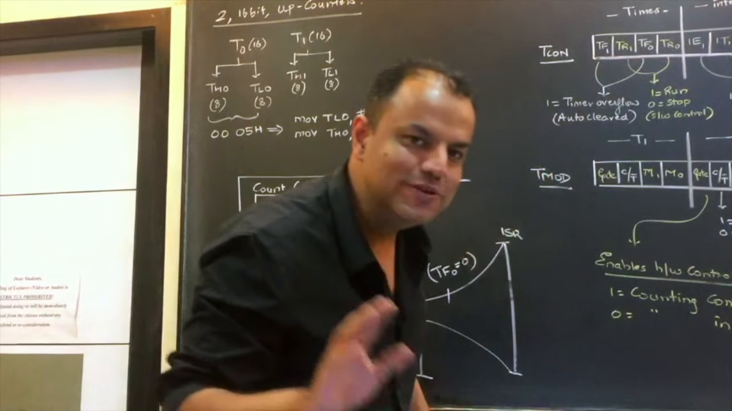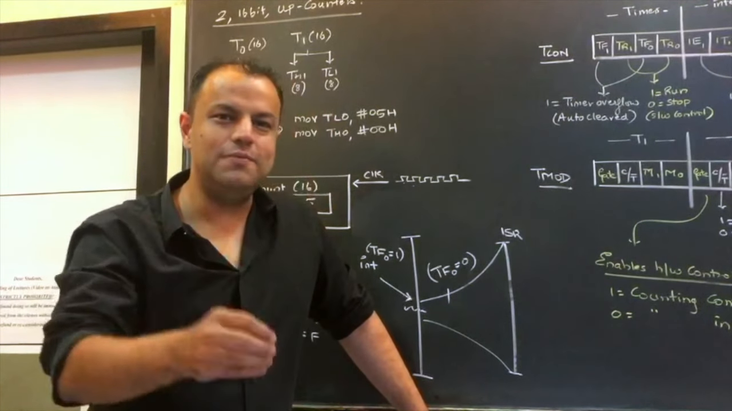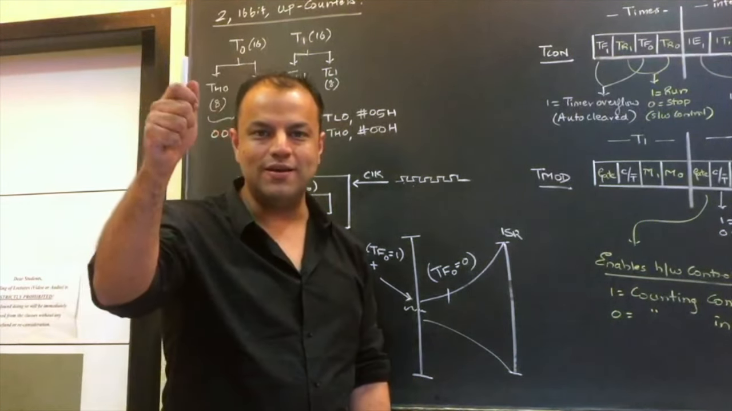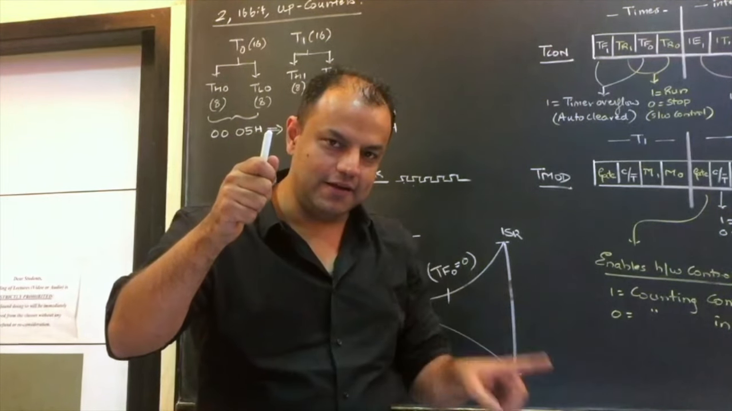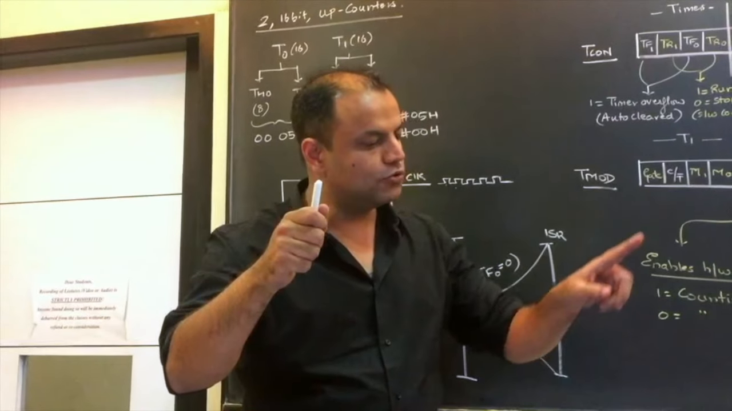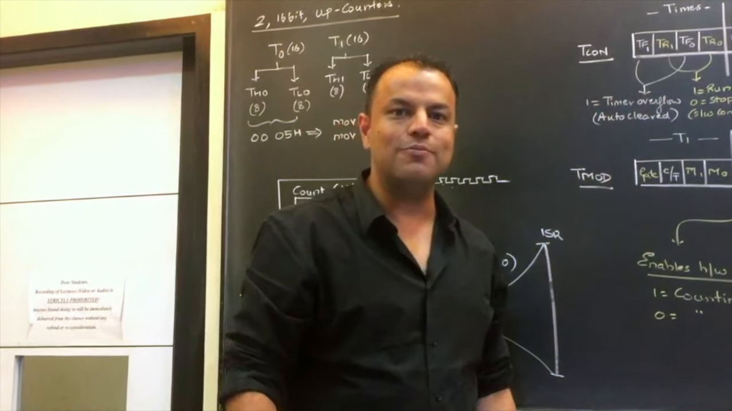So let's just do this again. When the timer overflows, it makes the overflow flag 1, telling the processor I have overflown. That sends an interrupt to the processor. The processor goes to the ISR. As it is going to the ISR, it makes this flag automatically 0.